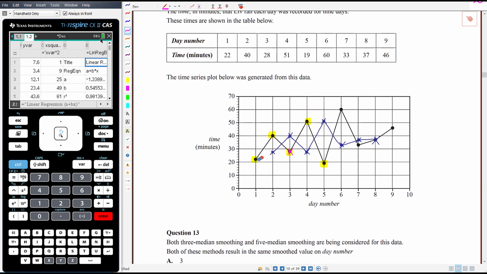Alright, let's just keep working our way along. So 5 median smoothing, we need another point over there. Those next 5 points, we're looking at day 4. The median height here is going to be this one. Oops, sorry, forgot to change my pink pen. This one. Okay, again, you've got 1, 2, 3, 4, 5. So the middle one of those is that one.